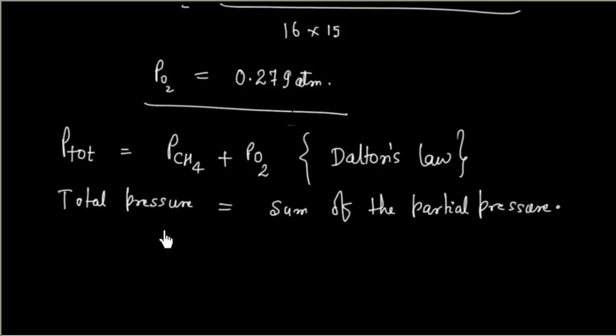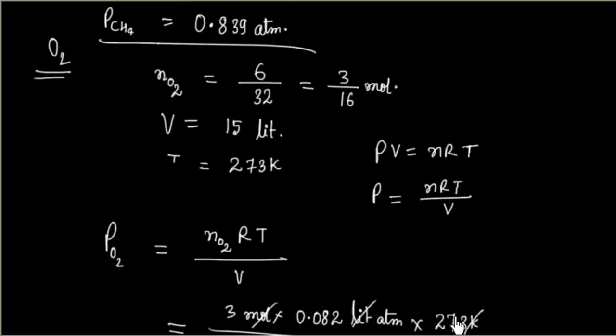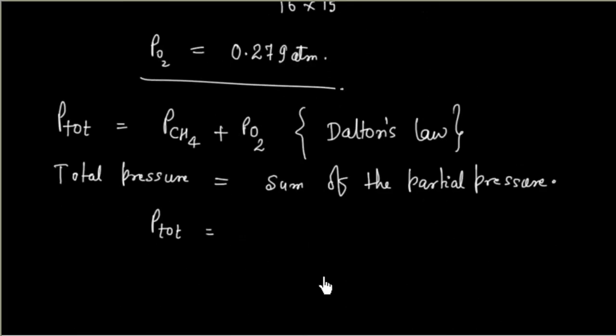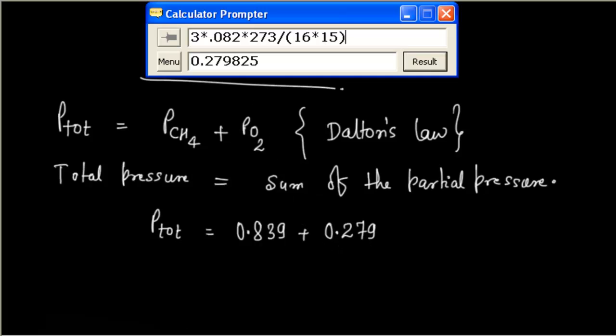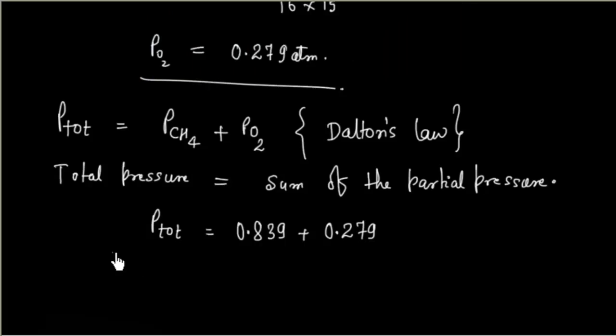So if I apply this value, P total is equals to P CH4, and this is 0.839, and P oxygen is 0.279. Now if we add these two values, this is around 1.118, or I can write 1.12. So this is 1.12 atmospheric pressure.